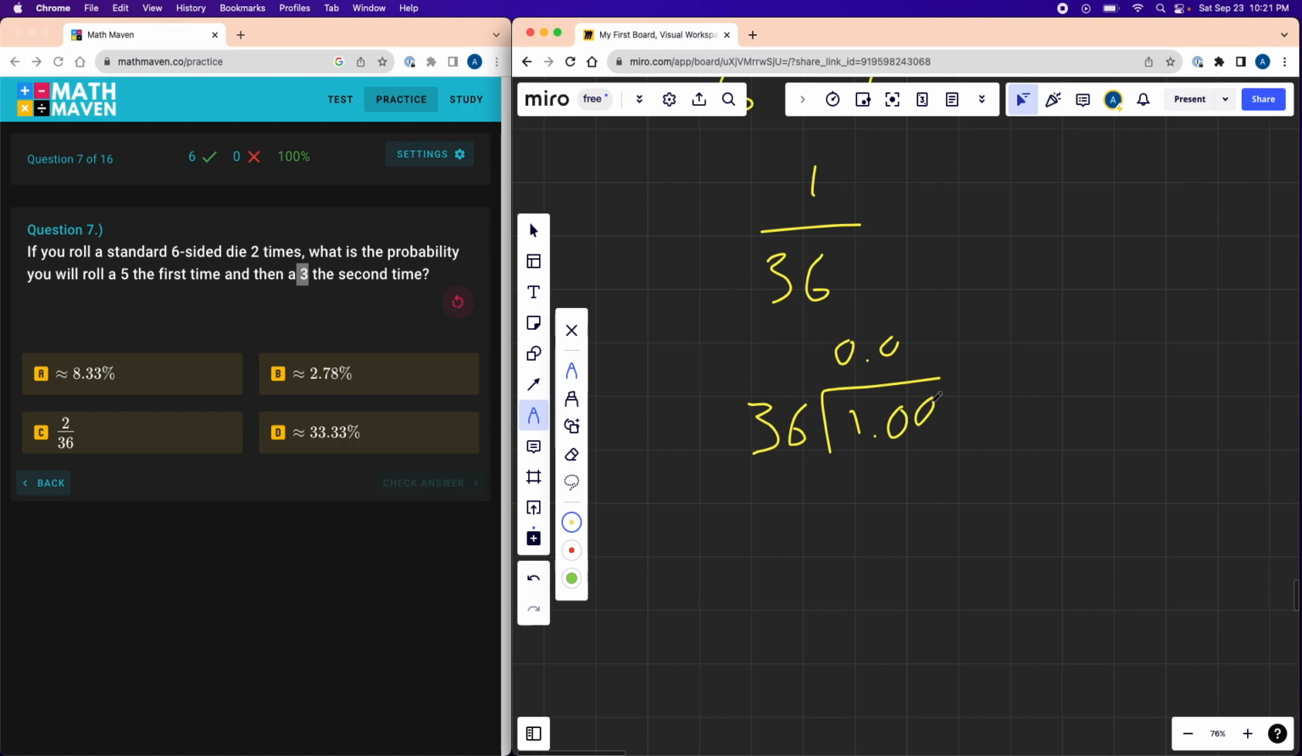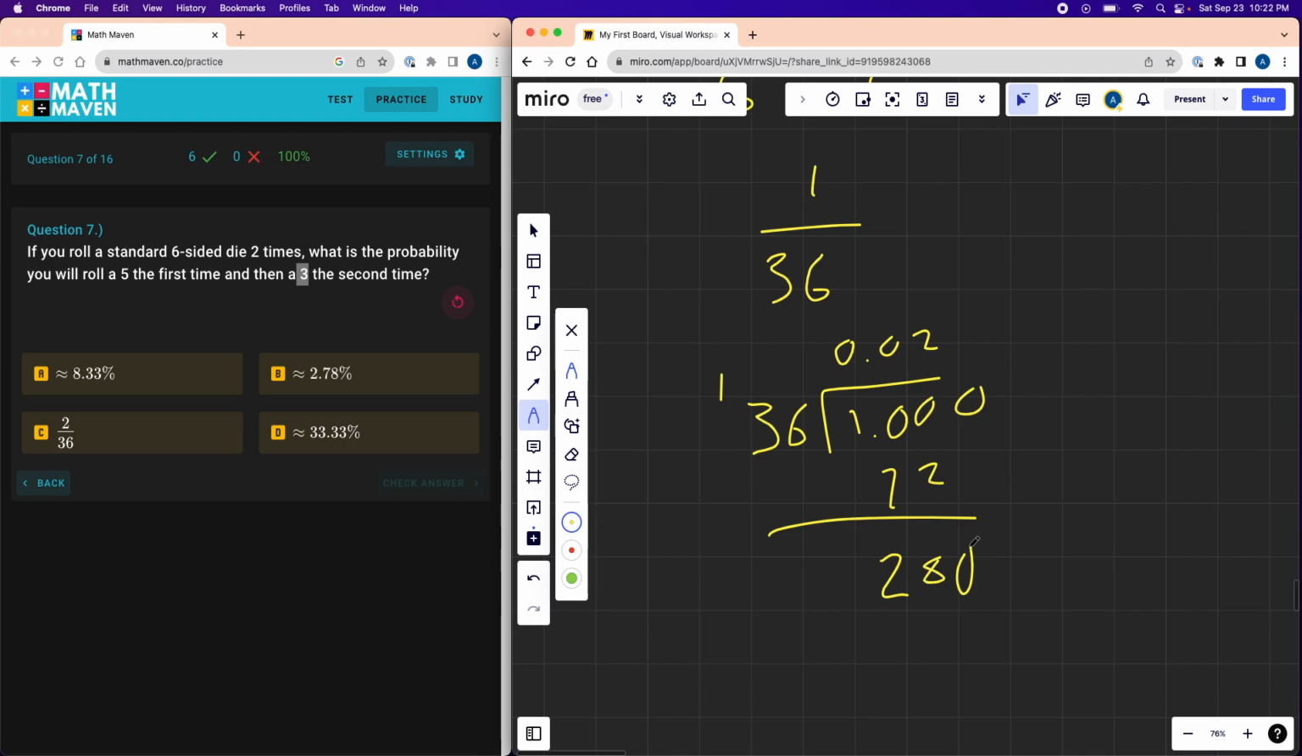What is that, 3 times probably? Nope, that'll only be able to go in 2 times, all right? So 2 times 36: 2 times 6 is 12, carry the 1, 2 times 3, that'll be 72 there. All right, minus that, that'll be 28. All right, drop another 0.